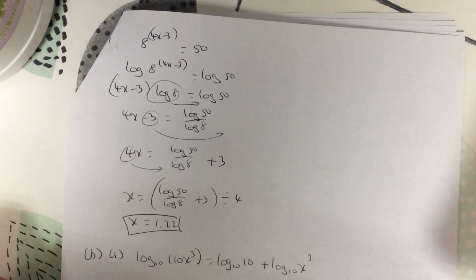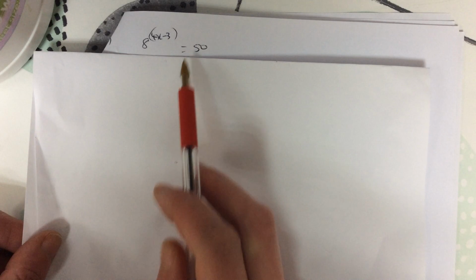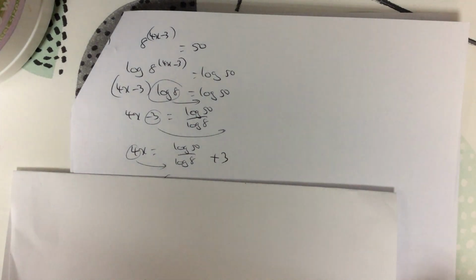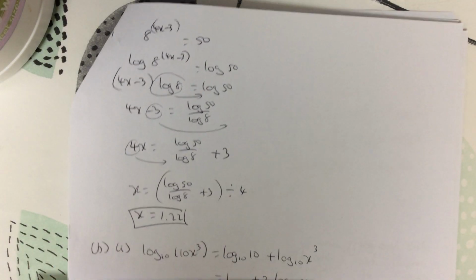Oh, we've gone blurred again. Okay, I'm just looking at this page. Oh, over there. So, exponential, one term on each side, log each side, bring the power to the front, times out your bracket, rearrange it to get x on its own, put it through the calculator, and there's your answer.